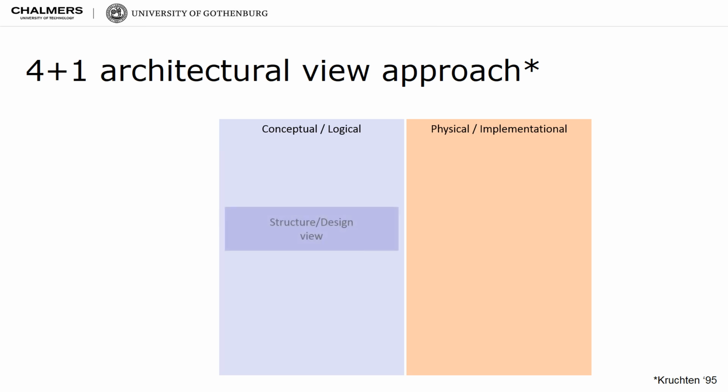First, there's the structure view. The structure view is concerned with the grouping of functionality of the system. The UML diagram that can be used to describe the structure includes a component and class diagram.